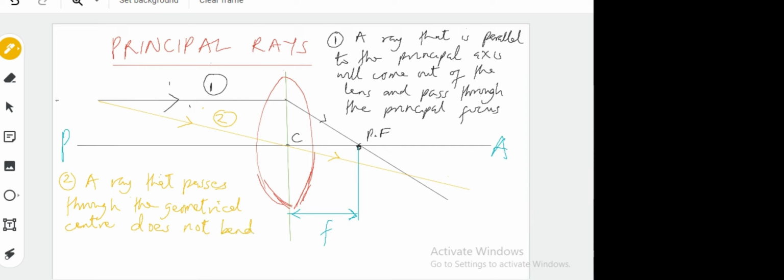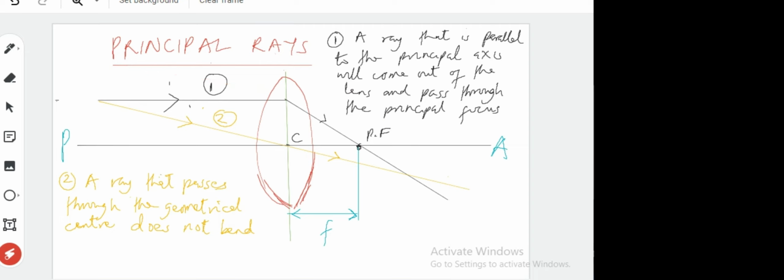Let's reason it together. Look at this first statement. Can you read it out? A ray that is parallel to the principal axis will come out of the lens and pass through the principal focus. Yes, a ray that is parallel to the principal axis will come out of the lens and pass through the principal focus. Okay, can you think of the reverse of it? A ray that is not parallel to the principal axis. Or the reverse of it is if this ray is moving this way.